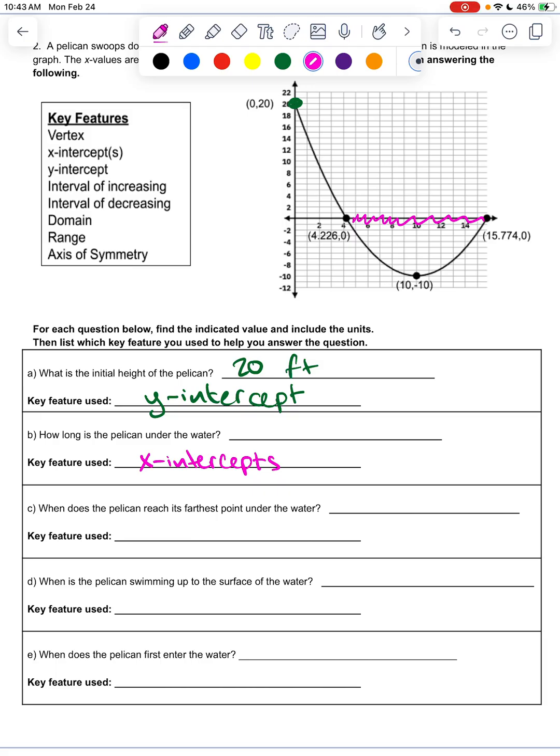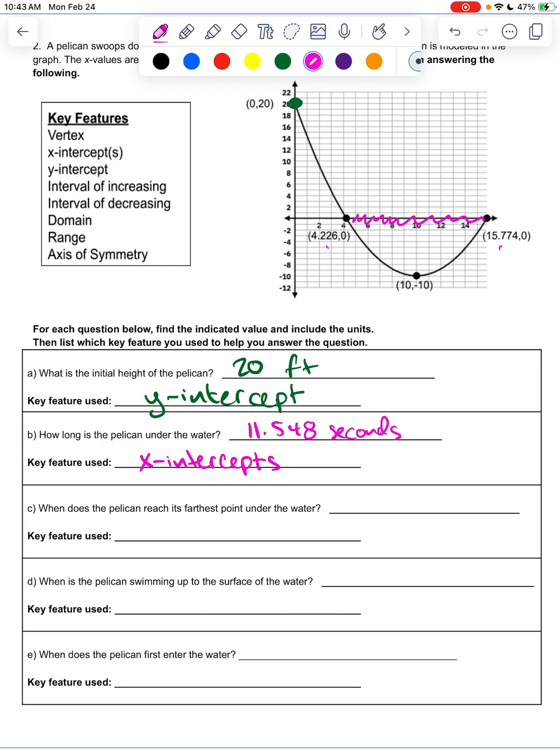If you can't answer with one of the intervals from the box, let's do it. So how long is that? I need to subtract these two values. If I do that, I'm probably going to need to use a calculator, and that's okay here. So 15.774 minus 4.226 is 11.548 seconds.